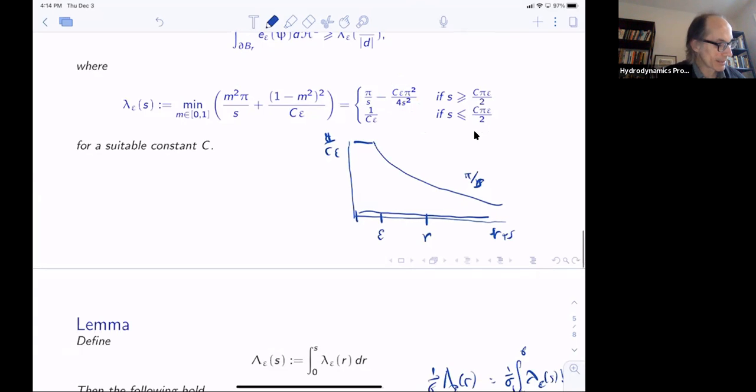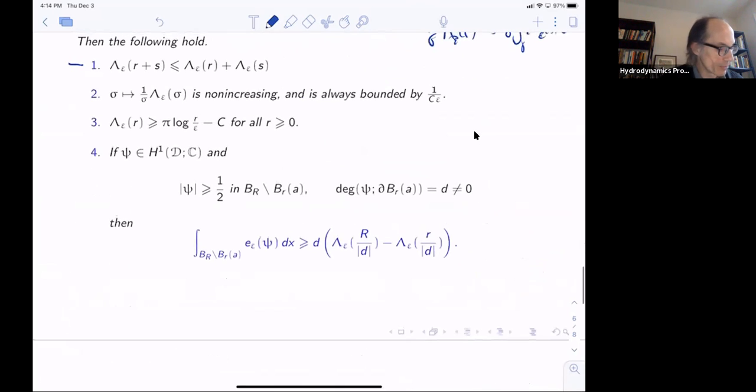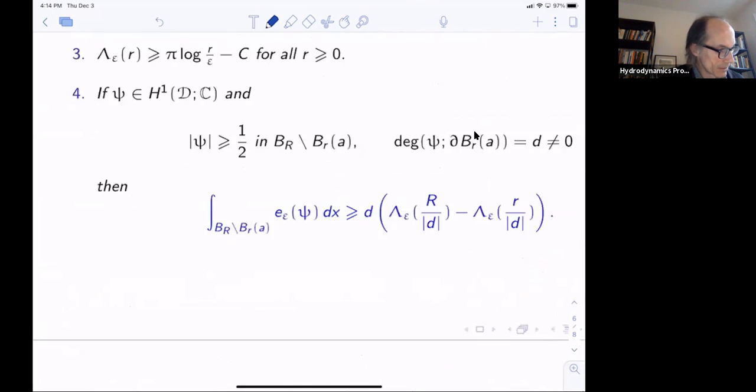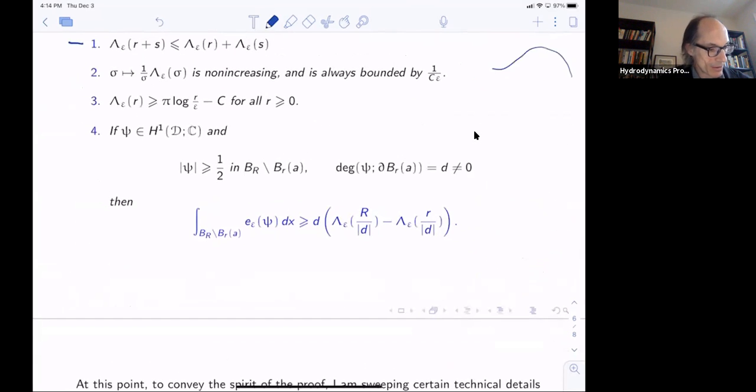Finally, the important one is that this function capital lambda provides a way of keeping track of lower energy bounds on annuli. Here's what this says. My situation is I'm always in some set D, and I have this function. Oh, okay. Oops.